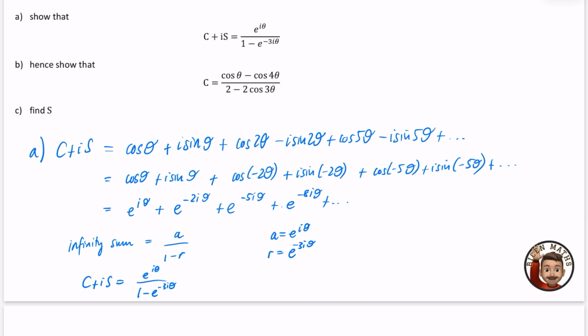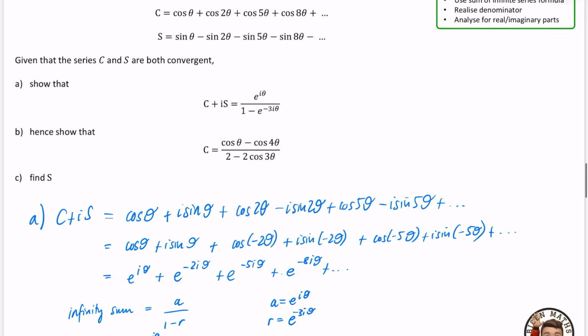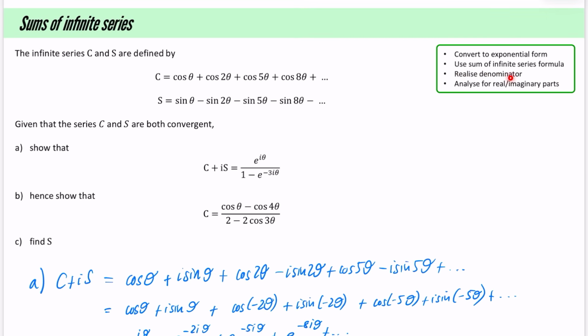Part B then says, hence show that the cosine part is this. Let's remind us of what we're going to do. We're now going to realise the denominator and we will analyse for the real and imaginary parts. Well, if we're looking for C, we're going to look for the real part of this thing that we have got here. So I'm going to realise this denominator.